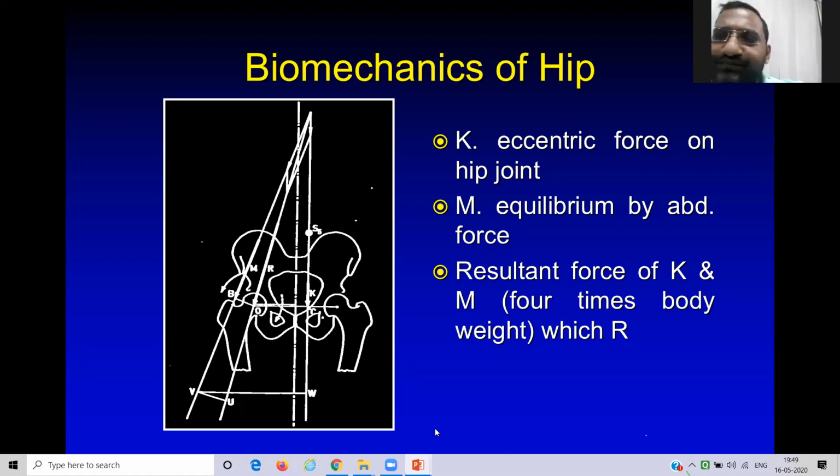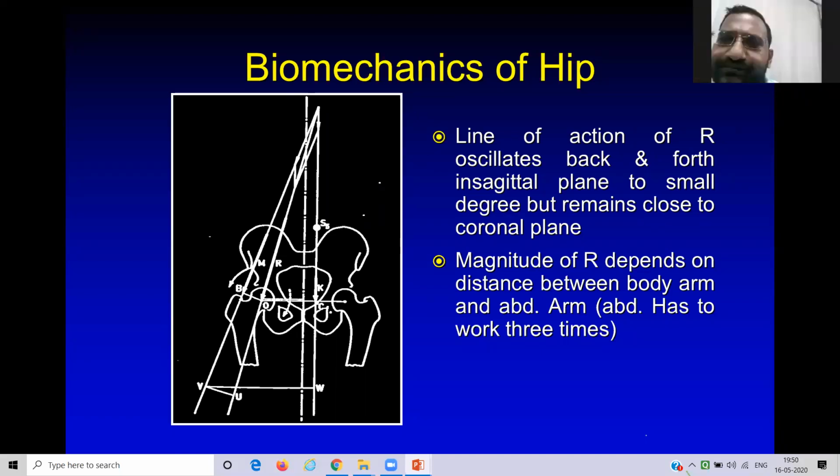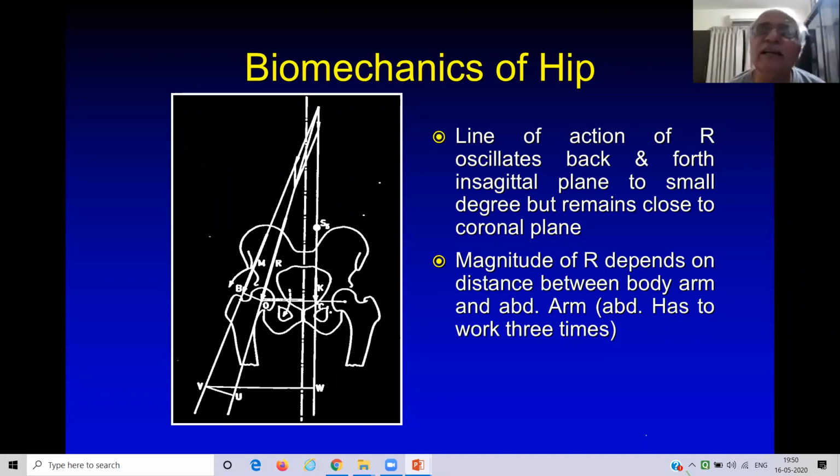This is very important because everything now is going to depend quite a bit on this principle. So body lever arm, abductor lever arm, resultant force, and the K moves. It doesn't move in the center. Okay. Yes, sir. The line of action of K oscillates backward, forward, I told you, in the sagittal plane, and to some degree remains close to the coronal plane. So it is not stationary, it moves. And magnitude R depends on the distance between the body and the abductor lever arm, which I told you, either 3 to 4 times body weight, etc.